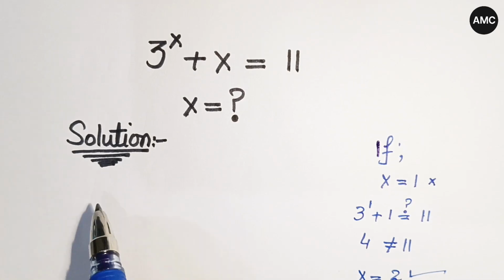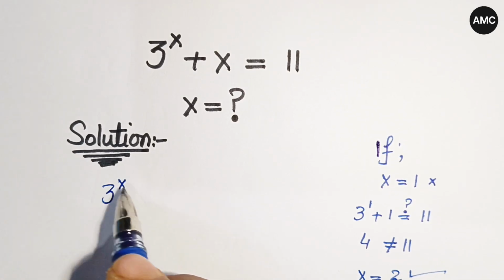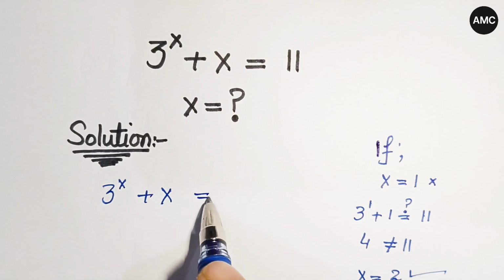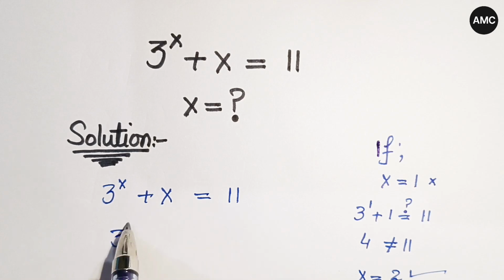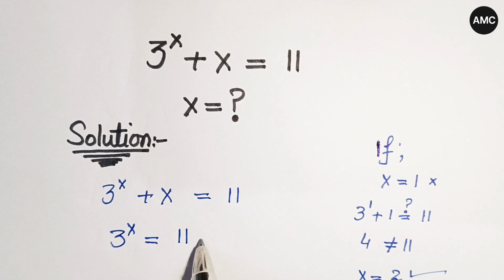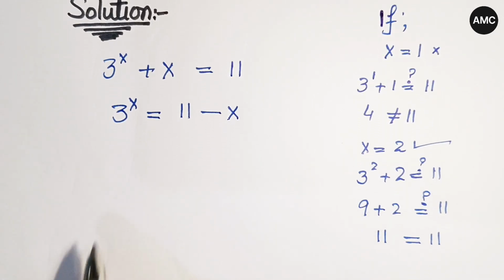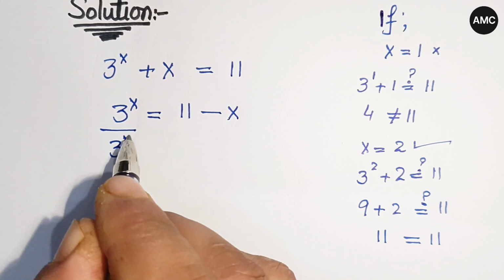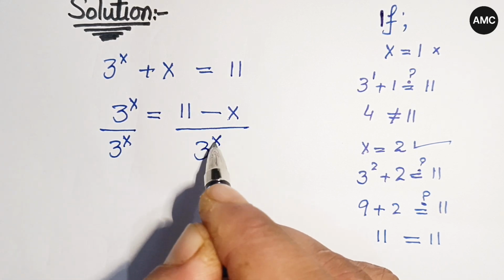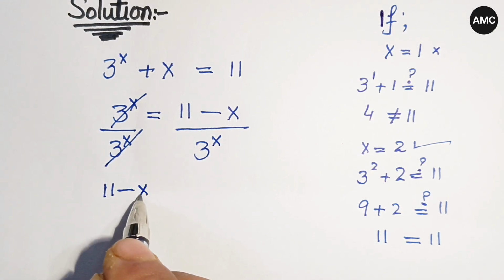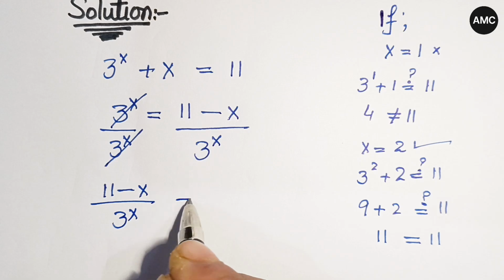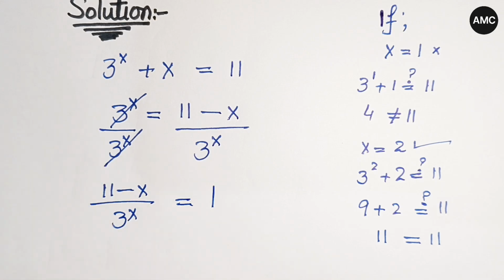Now starting our solution: 3 to the power x plus x is equal to 11. If we shift this plus x to our right hand side, we get 3 to the power x is equal to 11 minus x. Dividing both sides by 3 to the power x, cancelling 3 to the power x on the left, we get 11 minus x all over 3 to the power x is equal to 1.